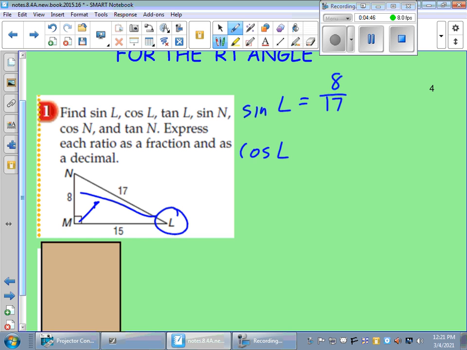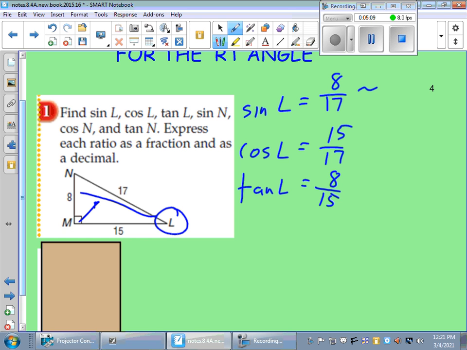Cosine of L is adjacent over hypotenuse. So that's 15 over 17. And tangent of L is opposite over adjacent, so 8/15. Okay, and then when it says to find the decimal, you're just basically taking 8 divided by 17.